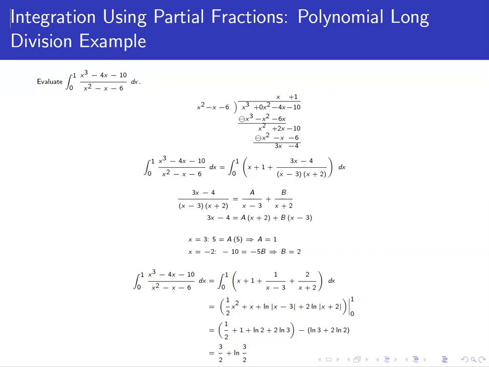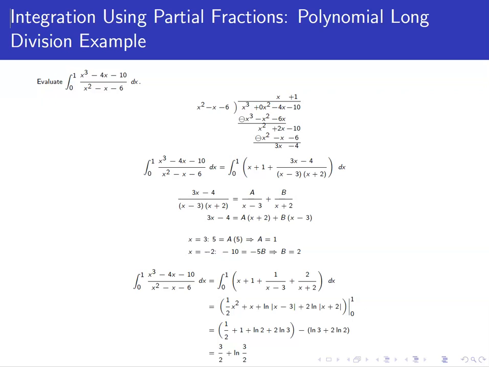In this video, we're going to look at an example of using partial fractions, but after we've done polynomial long division on the integrand. So we're being asked to evaluate the integral from 0 to 1 of x cubed minus 4x minus 10 over x squared minus x minus 6. We note that this rational function is not proper because the degree of the numerator is 3, while the degree of the denominator is 2.